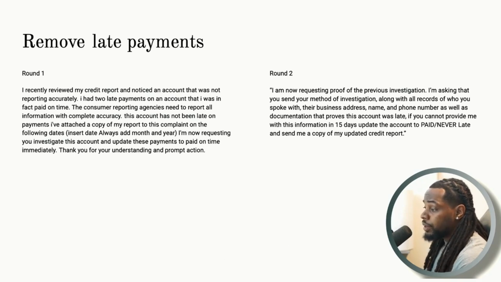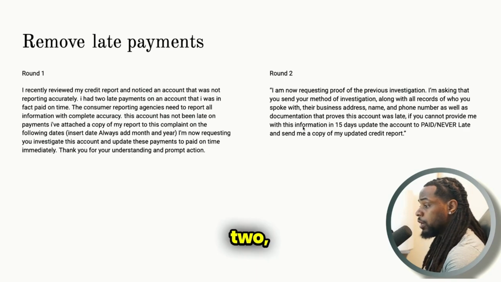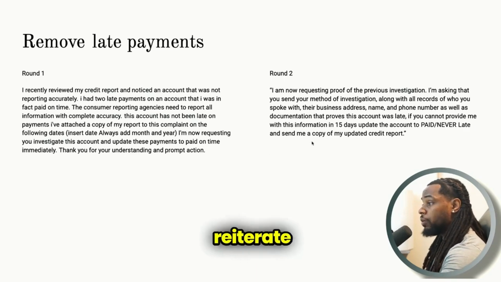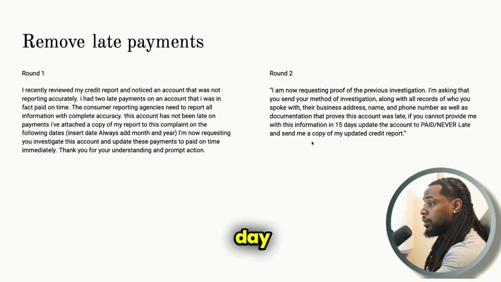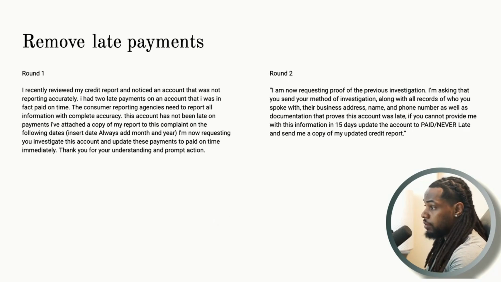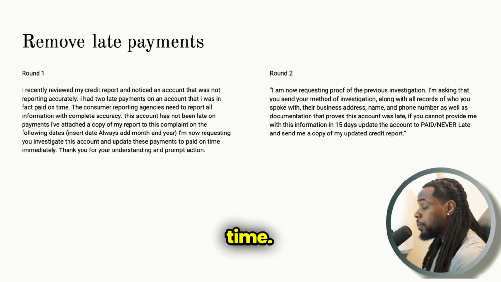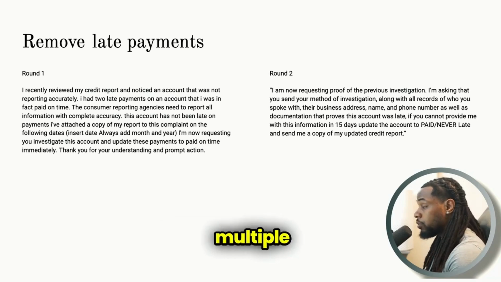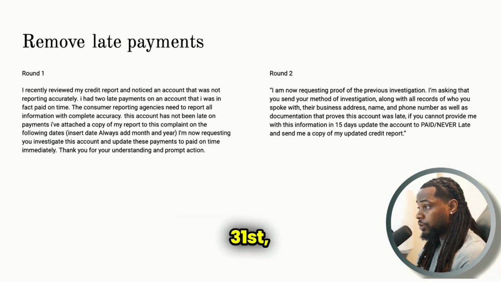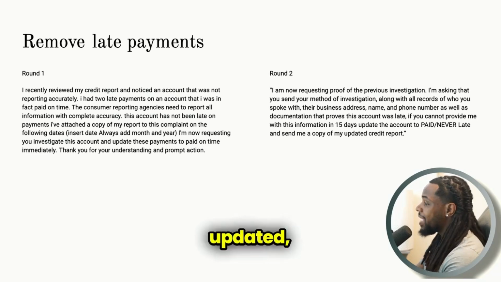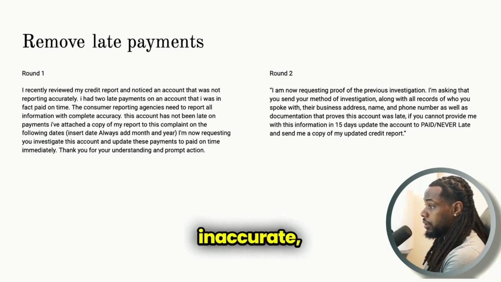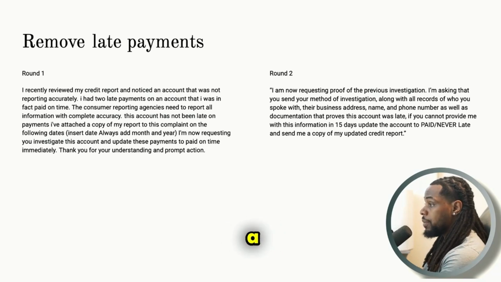All right. In this round 2, if you like, you can also reiterate which day or days are late. Again, no more than 2 at a time. My recommendation, if you have multiple, again, attack the 30-day. Do 30, because once 30 is updated, everything after it becomes inaccurate. And then you can do 2 at a time, and it becomes so much easier when you attack it in that manner.